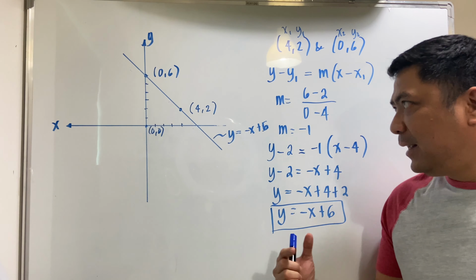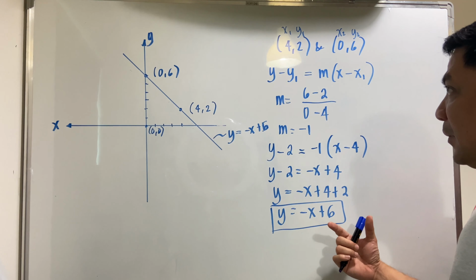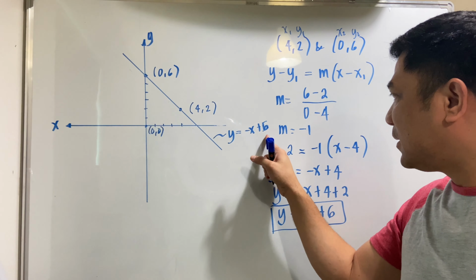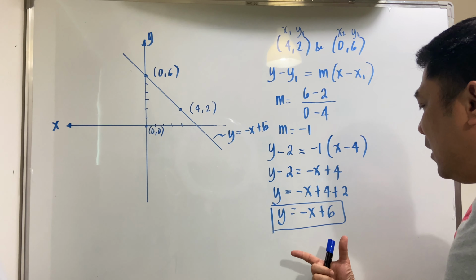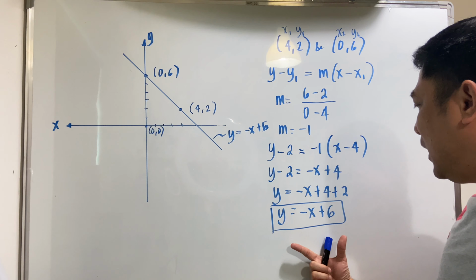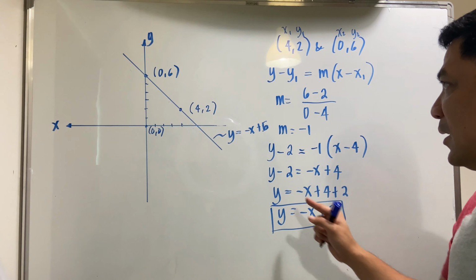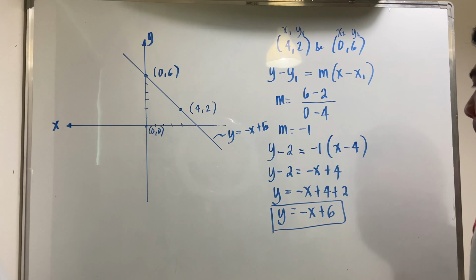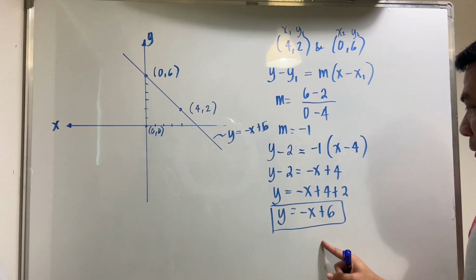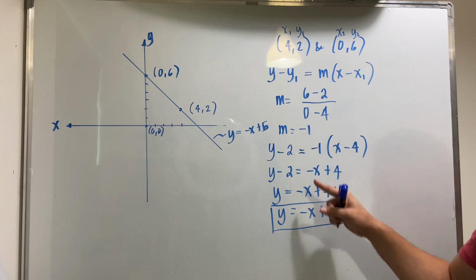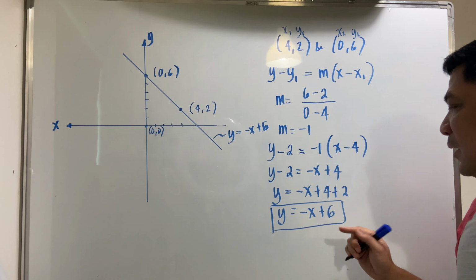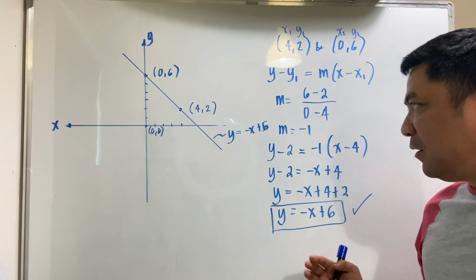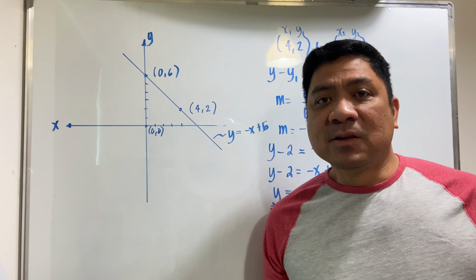So let's try to analyze further. As you can see here, the y-intercept is already 6. So that means our equation should have a y-intercept which is equal to 6. So we just proved that one. So the slope is negative 1. So we have a negative 1 here. So that means this is our equation. So this is the equation of a line. So let's try another problem.